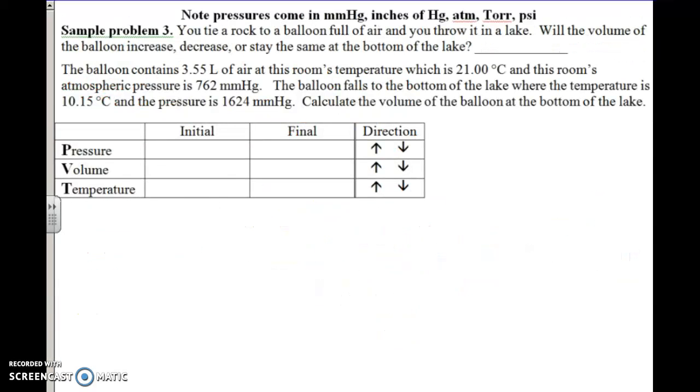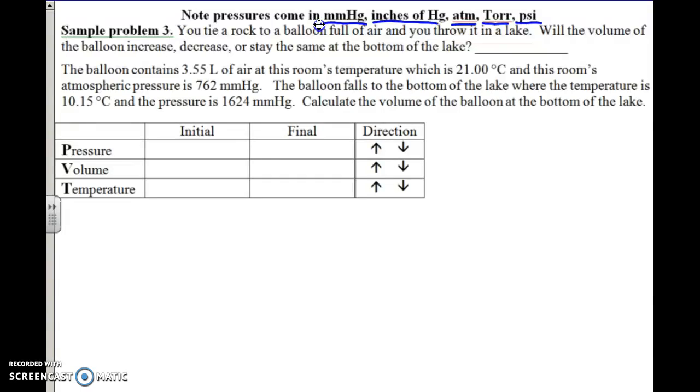All right, we're going to do sample 3. Why don't you give it a shot first before I go over it by simply pausing the video. It says, note that pressures come in millimeters of mercury, inches of mercury, atmospheres, torr, and psi. Don't let that freak you out when you see different pressures. For some reason, there's just a whole bunch of different ways of labeling pressures.